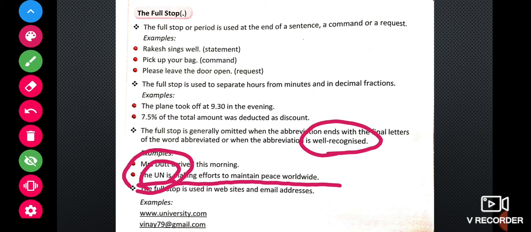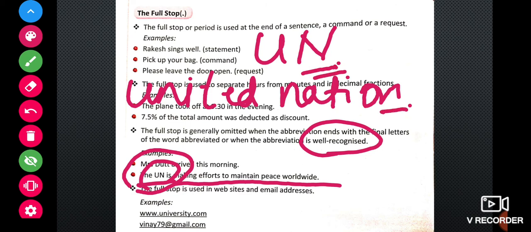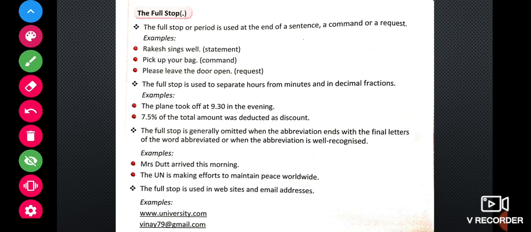UN means United Nations. As some of you might already know, United Nations. So here the last letter N is also the last letter of this word United Nations. This is the final letter of the word United Nations. So whenever the abbreviation ends with the final letter, at that time also we can omit full stop. So here there's no full stop between UN.